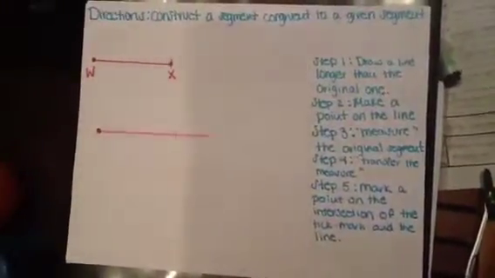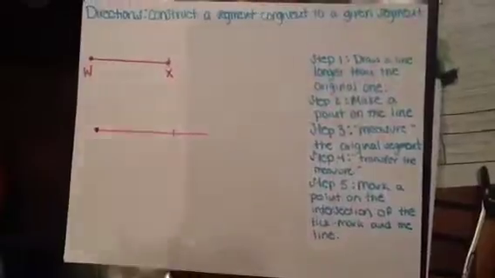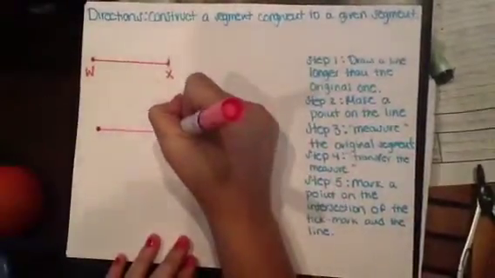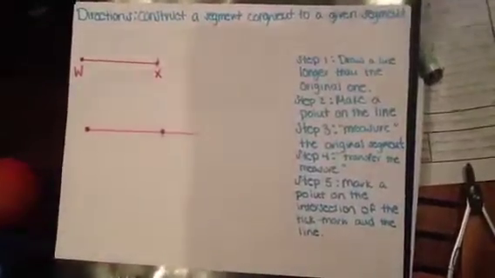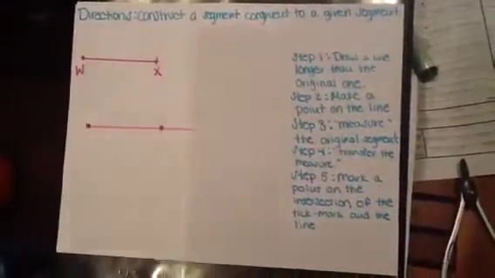Now we're going to mark a point on the intersection of the tick mark and the line, and name it YZ.